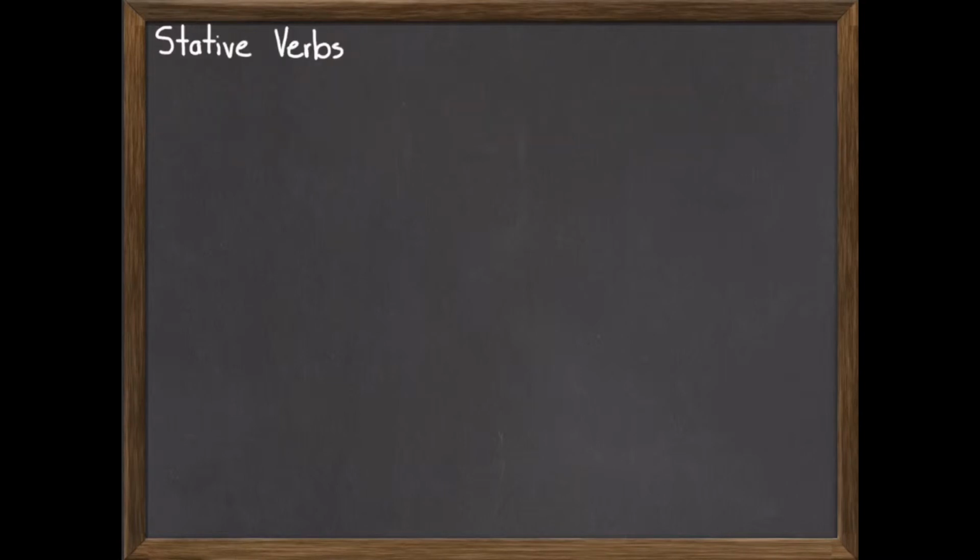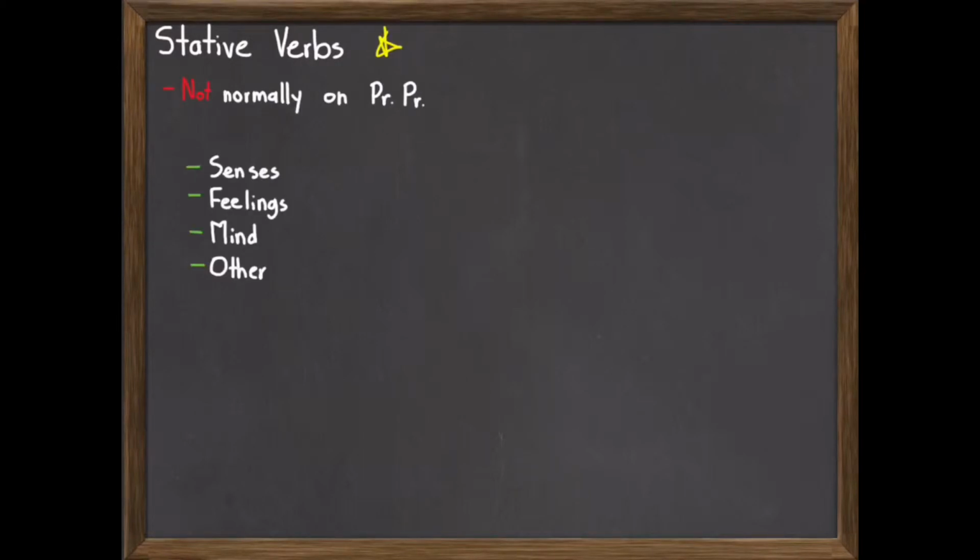Now let's go to the next topic, stative verbs. When do we use stative verbs? Well, stative verbs are not normally used in the present progressive tense. They're called stative verbs, and some of them can be categorized as follows. They can be senses, for example, see, hear, or smell. They are senses and they're stative verbs.